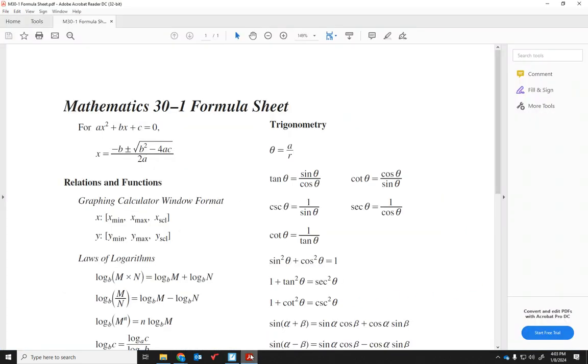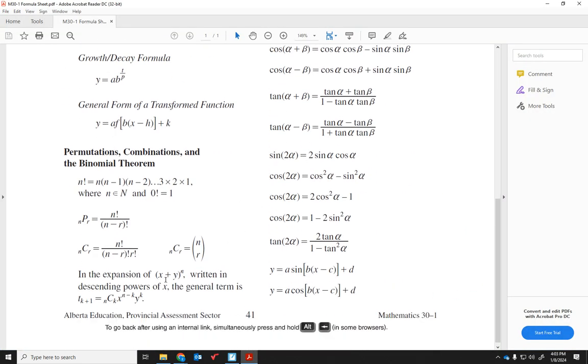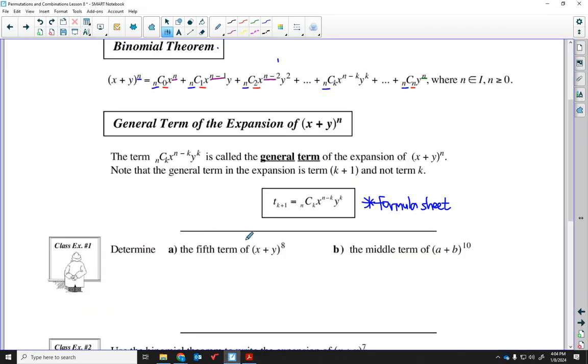So if I just quickly show that formula sheet just down here. It says in the expansion of the binomial x plus y to the power of n, that's the most simple binomial you can have, written in descending powers of x, the general term is t subscript k plus 1, is n choose k, x to the n minus k, y to the power of k.